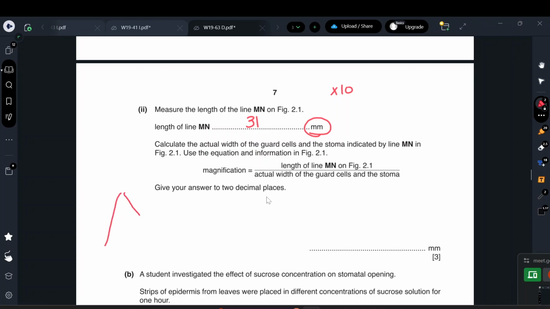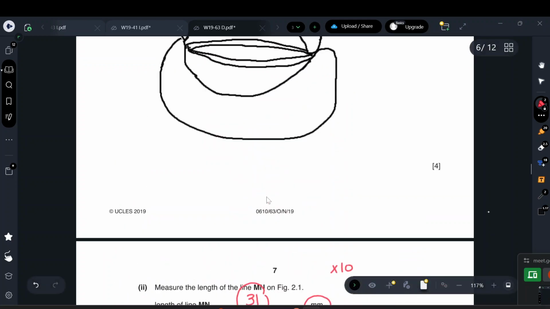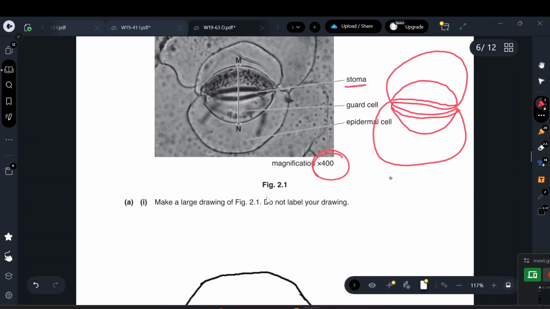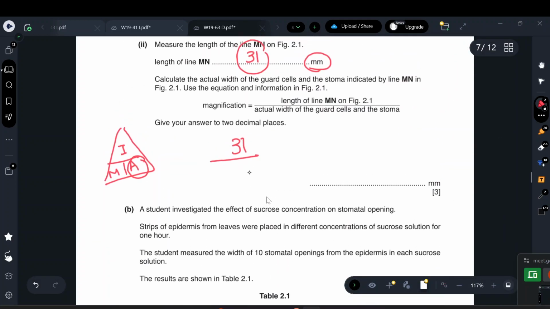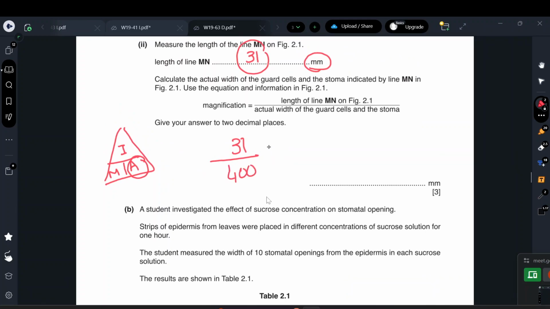Calculate the actual width. Put your triangle. Magnification equals image over actual. I want the actual, then it is image over magnification, under the picture, 400. It will give me a number. I will round up to 2 decimal places. It will be at the end 0.08.